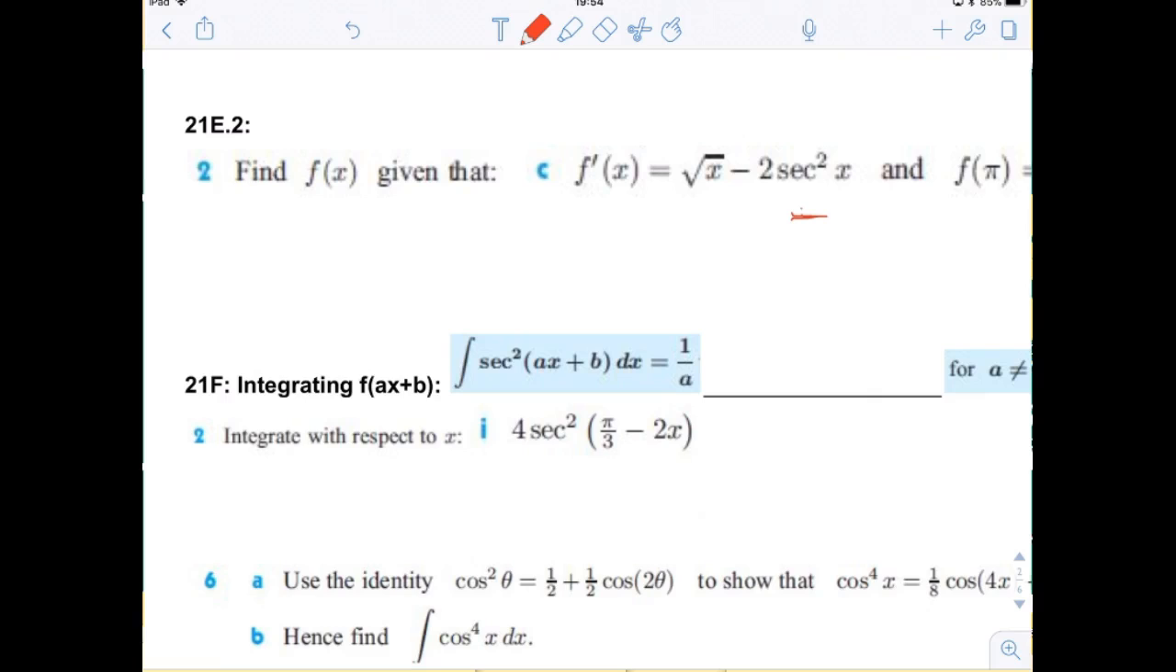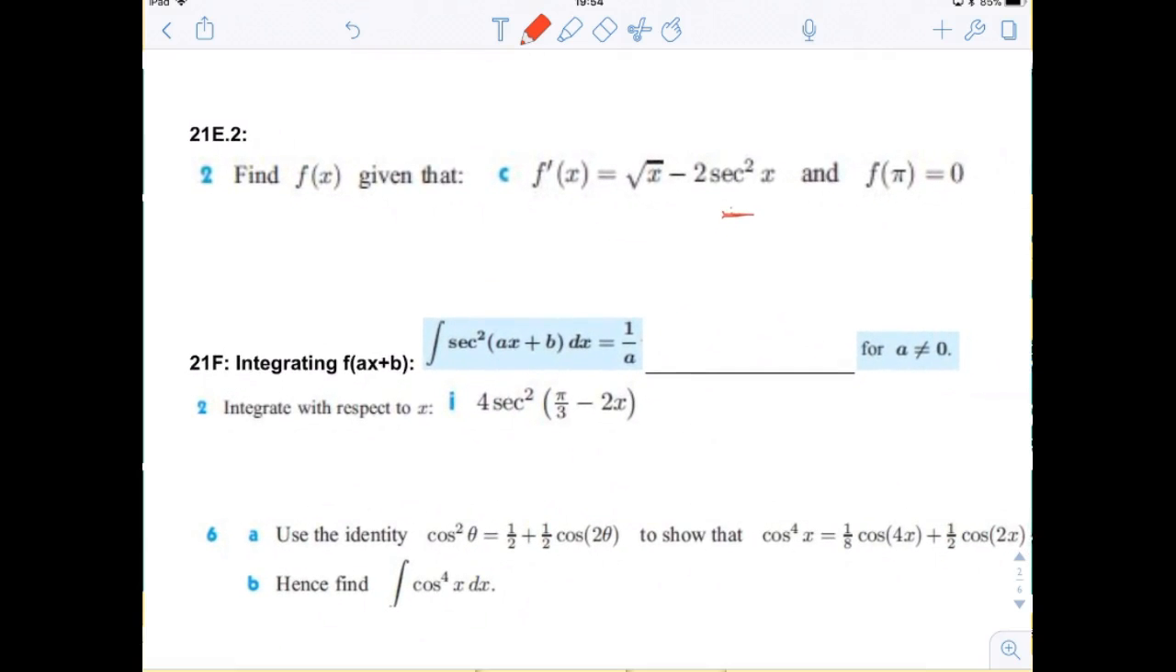Number 2. Find f of x given that the derivative function is square root of x minus 2 secant squared x, and f of pi is equal to 0. So they give us some initial conditions here to figure out what c is going to be, but first we just need to figure out the integral without the c, right? So if they're saying that this is the derivative, and they're asking what is the function, basically they want the integral of this derivative function.